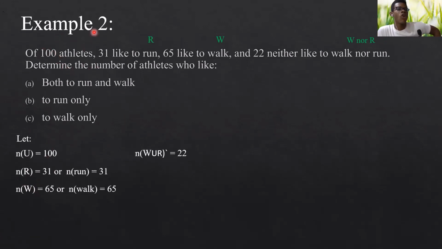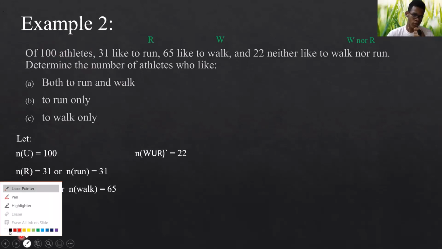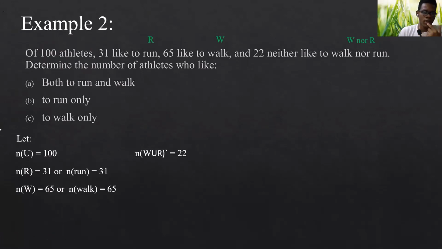Yeah, so of 100 athletes, and as I said, this is the first thing that should come. Of 100 athletes, we're looking at sets. The number of elements in the universal set is 100, right? Right away, write that down as soon as you see of 100. The first line, as I said before, and you're going to keep seeing that, is usually the number of elements in the universal set, right?